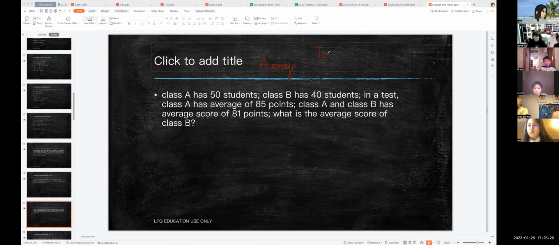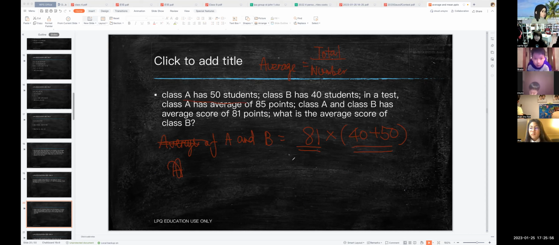It is always the total divided by the numbers. Okay, so because it's the average of A and B, that's why it's 81 times 40 plus 50. Sorry, the total, right? Because this is the average of A and B, this is the number of students of A and B. And if you want to calculate how many scores Class A has, it is 85 times 40. That's Class A. And using this one minus this one equals what? Sorry, 50.